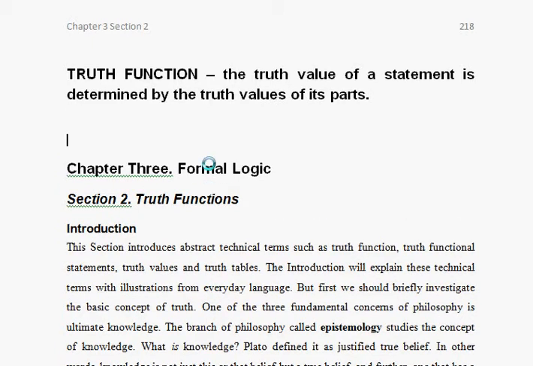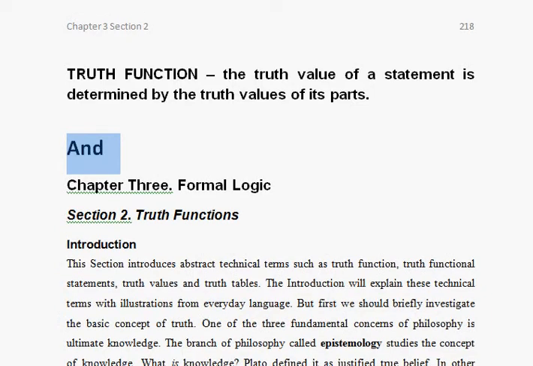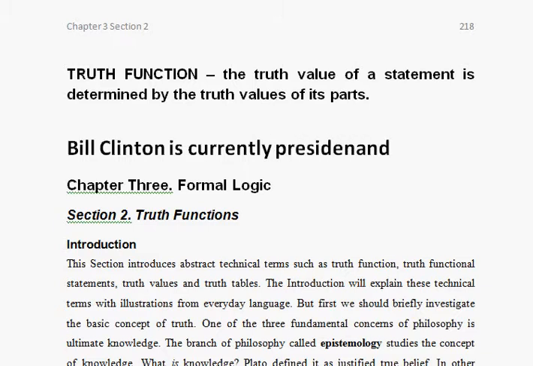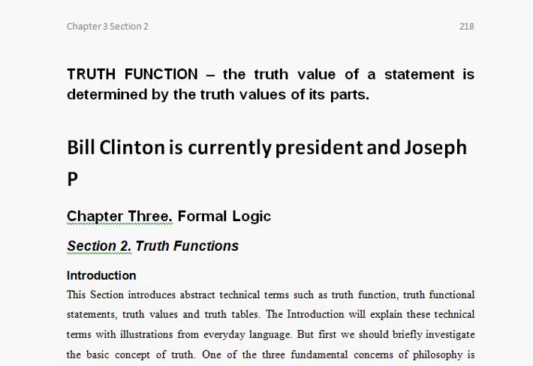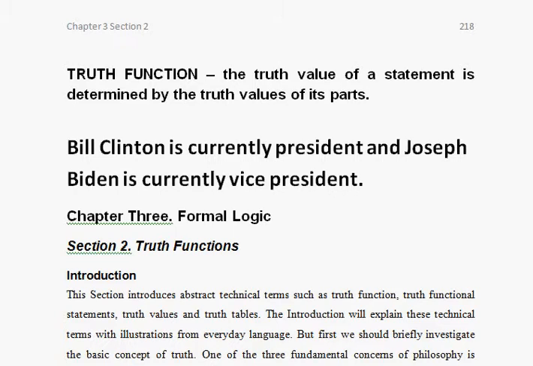Okay? Meaning that if you put a couple statements together like an and statement, you have something like: Bill Clinton is currently president and Joseph Biden is currently vice president. Whether or not this is a true statement depends upon whether or not Joseph Biden is currently vice president, and Bill Clinton is currently president. And this, in this case, would be false.